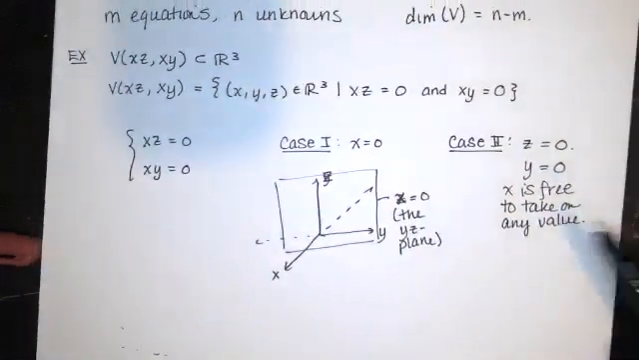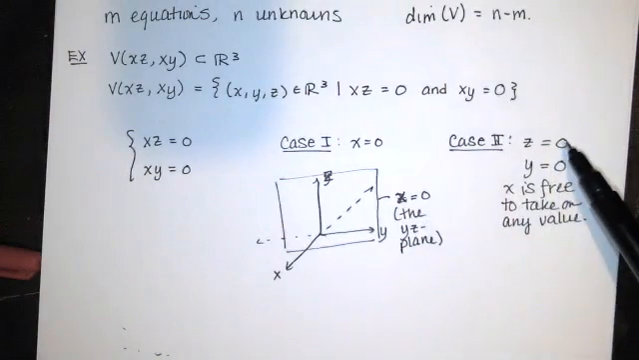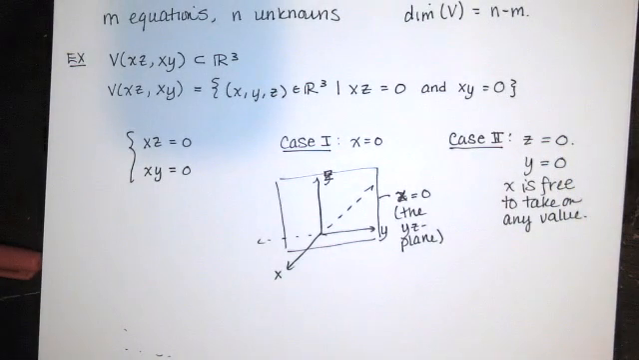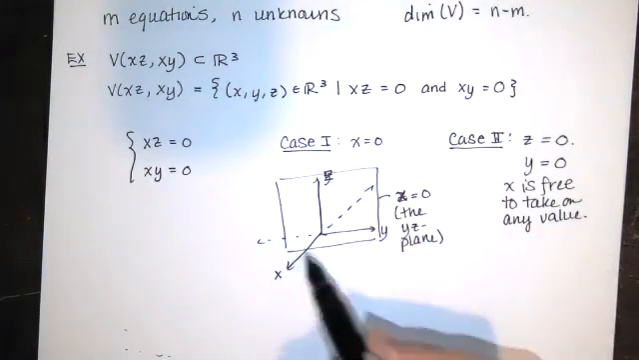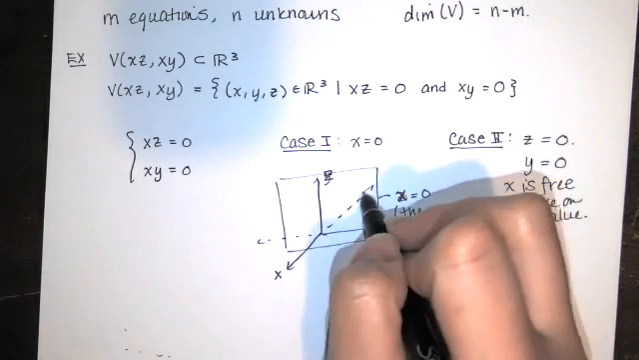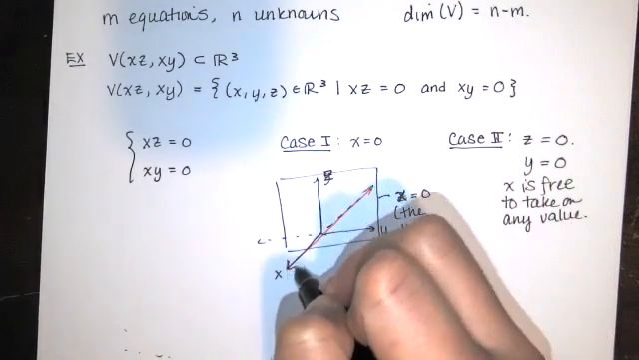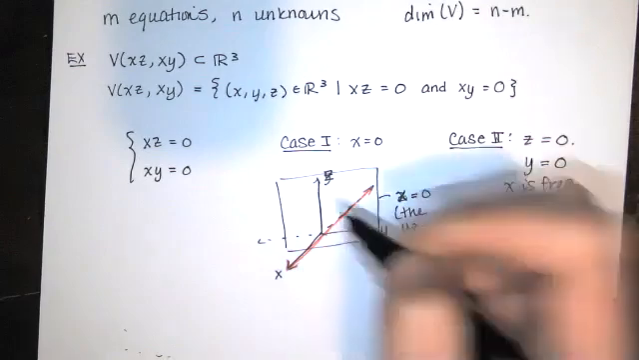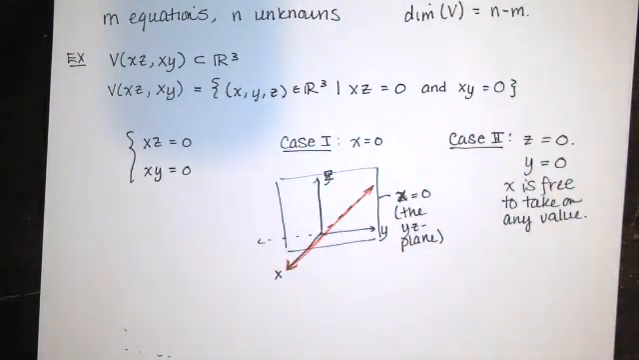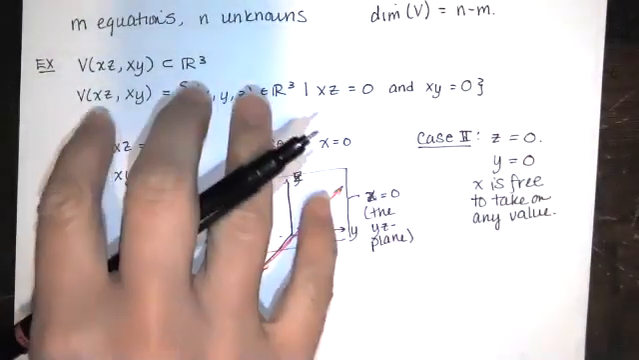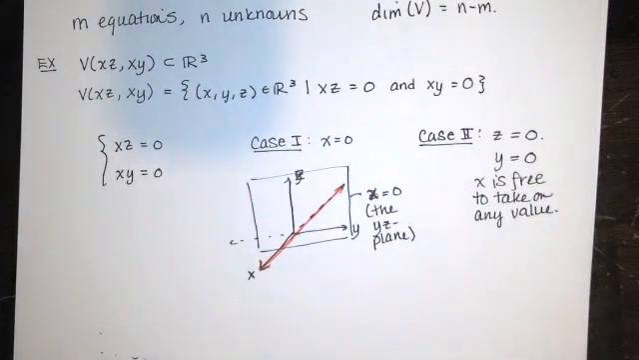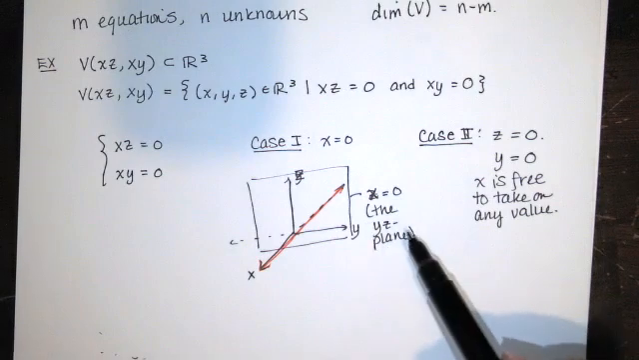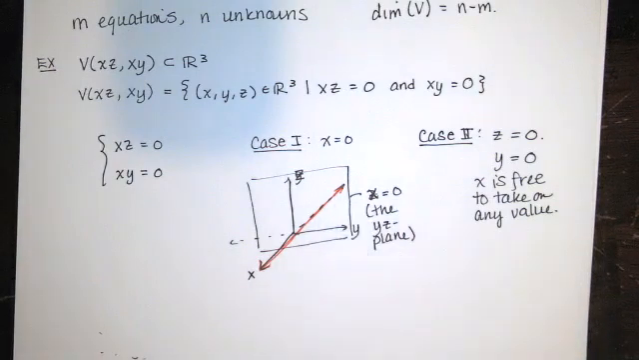So if x is free to take on any value, and z and y are both forced to be 0, we must be talking about the x-axis, because z is equal to 0 on the x-axis, y is equal to 0 on the x-axis. So the affine variety given by these two equations consists of two parts. It consists of a plane, the YZ plane, and this line that goes through it.